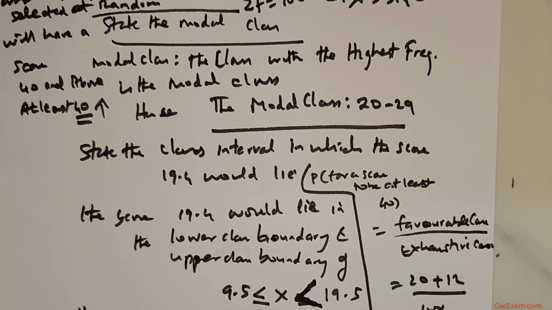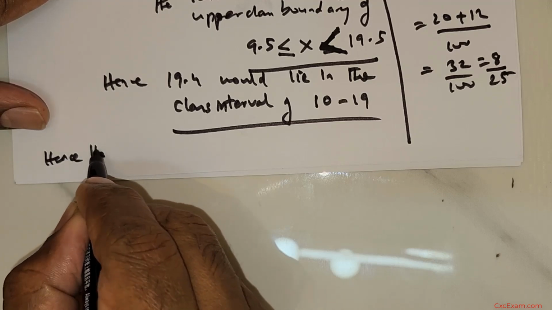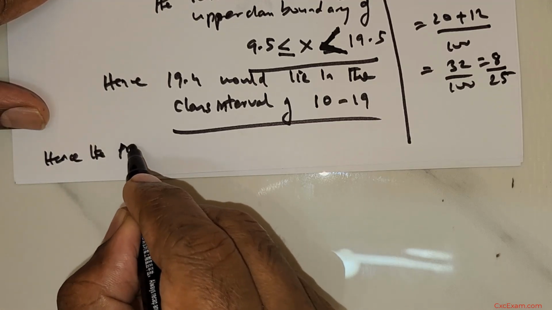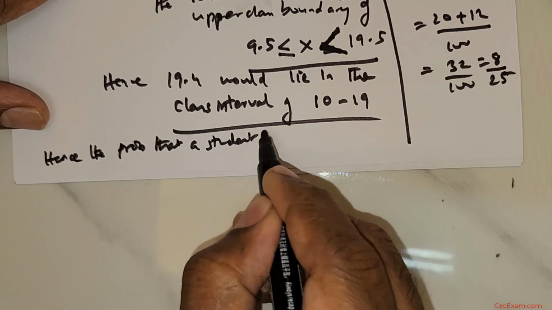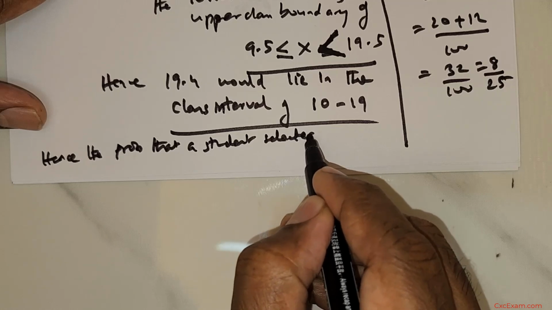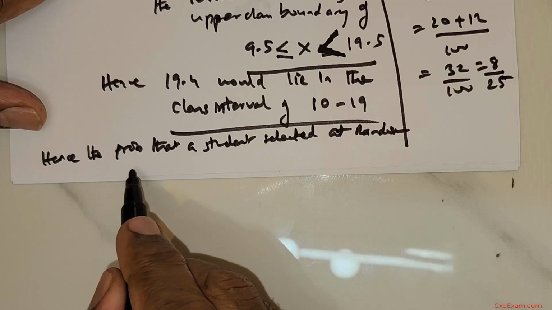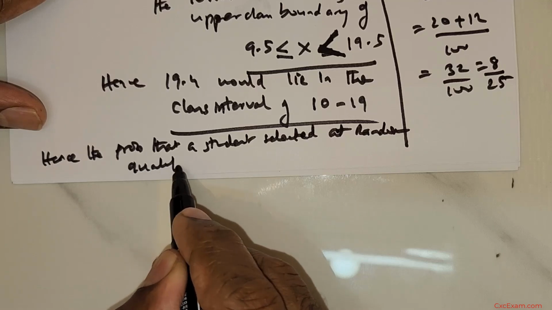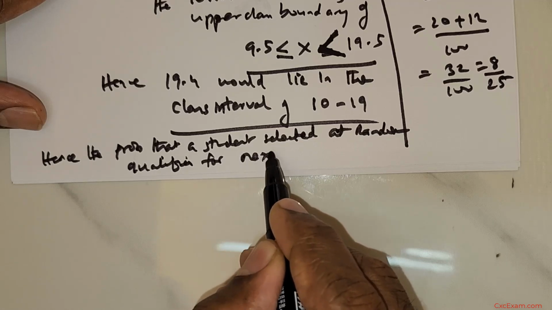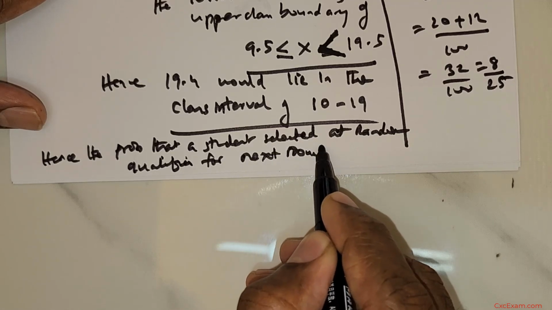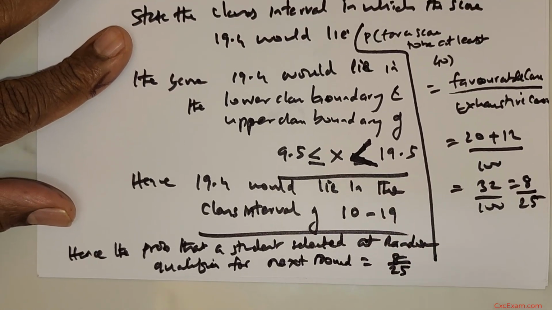So you can state the conclusion. Hence the probability that a student selected at random qualifies for the next round is 8 over 25. So that's the solution for the question.